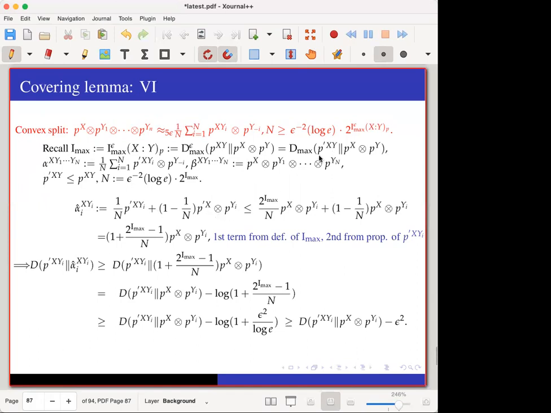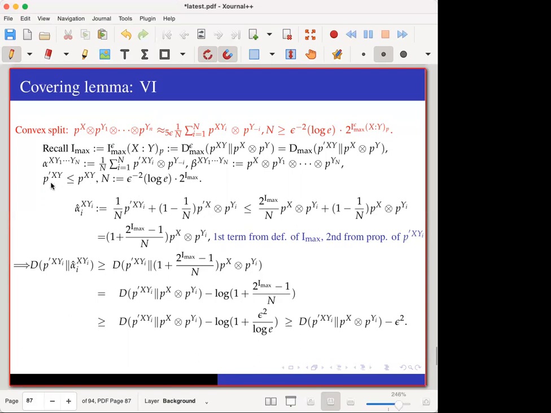Now I'll use my inequality. Remember this smooth I max, which I'm just calling I max here, is the actual D max for this quantity. So this means that p prime xy is less than or equal to 2 to the I max times the second term out here, the product of the marginals. This is just from the definition of D max. The first term is from the definition of I max epsilon. And the second term is from the property of p prime xy, namely that it is less than or equal to pxy.